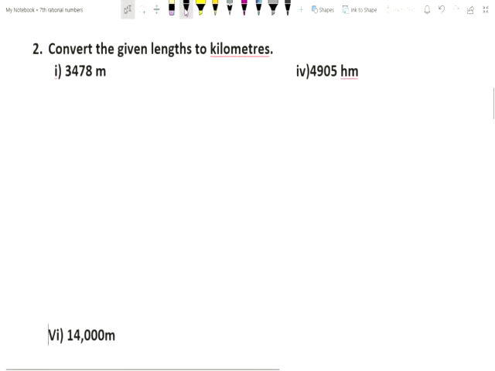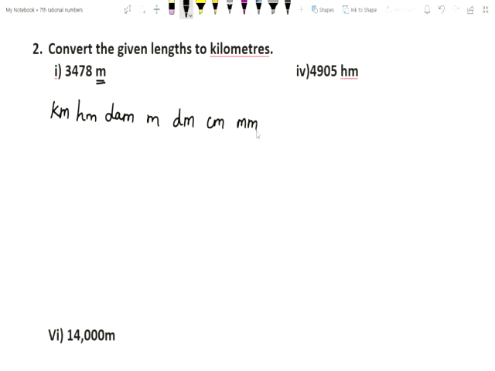See the next one. Convert the given length to kilometers. What is given here? Meter is given. Meter we are going to convert into kilometer. First you write the order: kilometer, hectometer, decameter, meter, decimeter, centimeter, millimeter. So meter to kilometer we are going to convert. Meter is a smaller unit, kilometer is a larger unit.